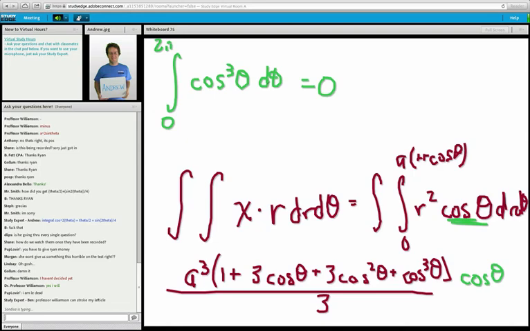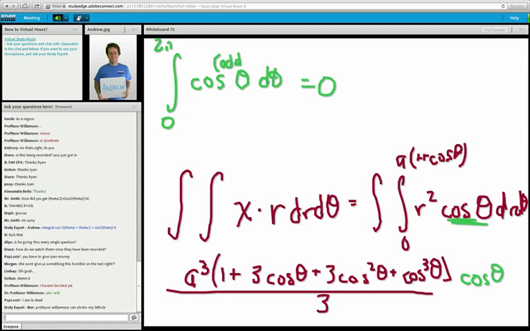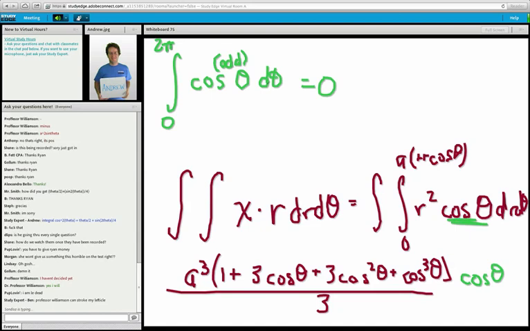Actually, for that matter, cosine to any odd power. The integral from 0 to 2 pi of cosine to any odd power will be 0.